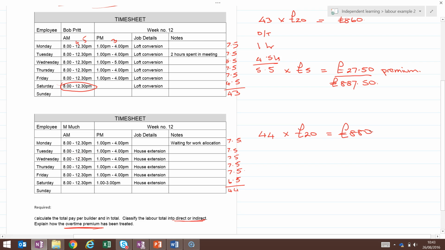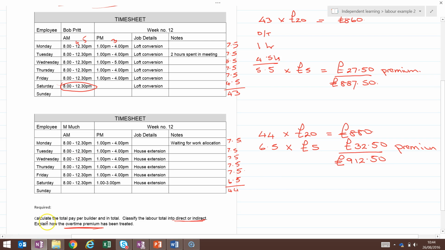Now, overtime. Well, he didn't work beyond 4 o'clock during the week, so no overtime during the week. But on the weekend, he did 6.5 hours, and weekend work is considered overtime. So for 6.5 hours, he gets an extra £5. So that's £32.50. So that is the premium. Add them together, and we've got Mumuch's wages for the week, £912.50.